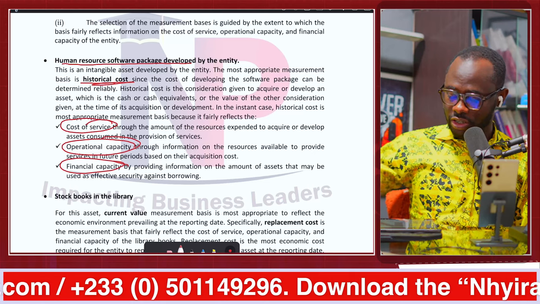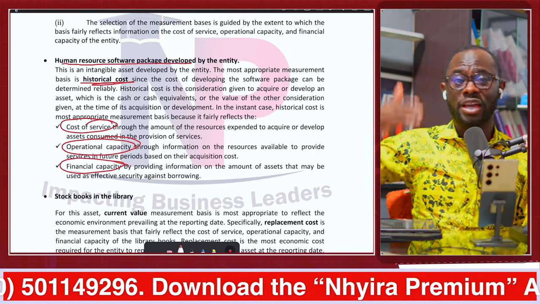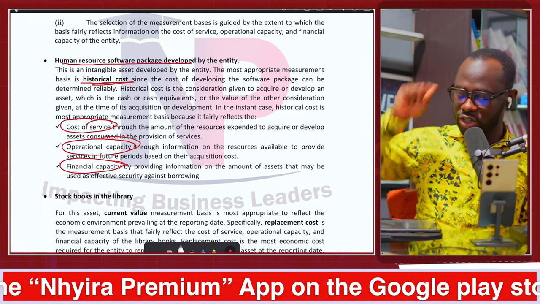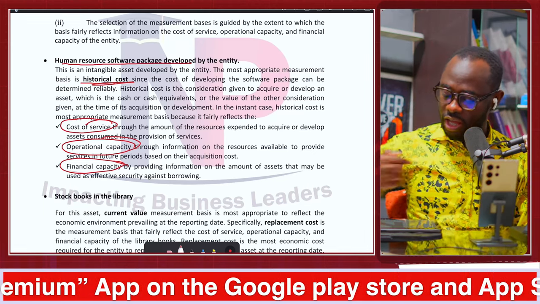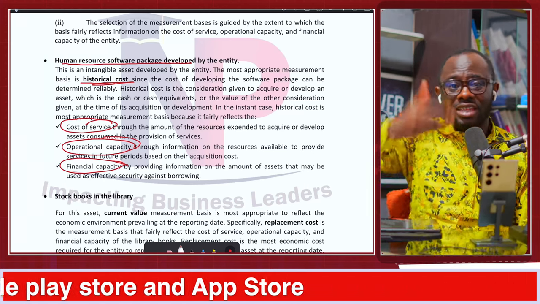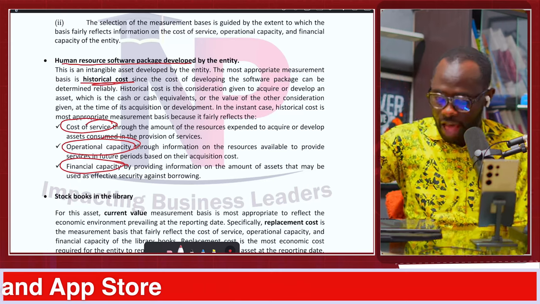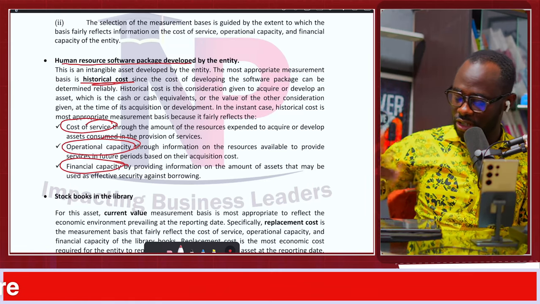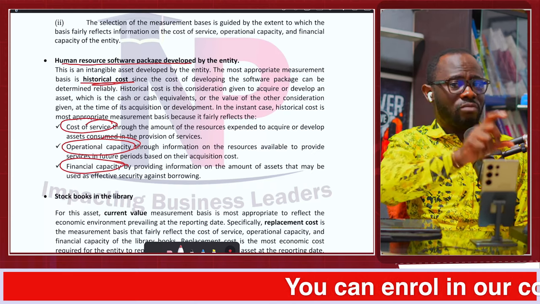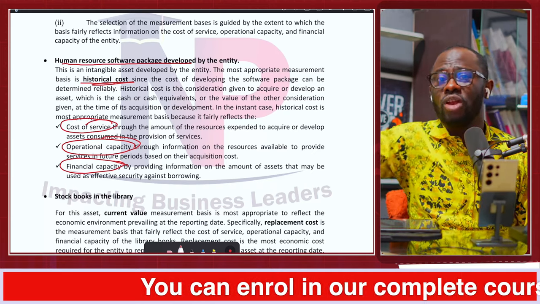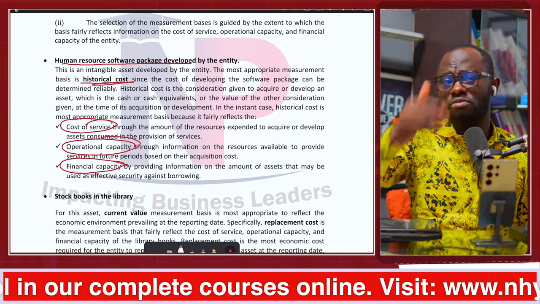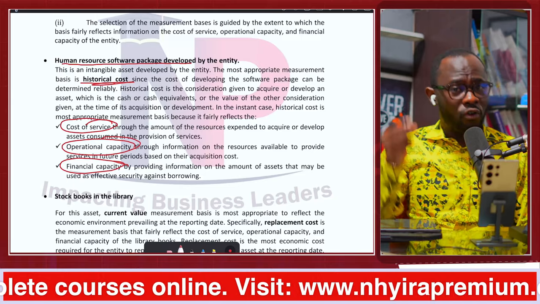The cost of service, which is the amount of resources to be expended to acquire or develop the asset in question. The operational capacity, which is the information about what services the assets can help us to offer. Then the financial capacity has to do with how much money we can generate from this asset if we are using it as a collateral facility. So these three things would then guide us to determine the appropriate measurement basis for the asset.